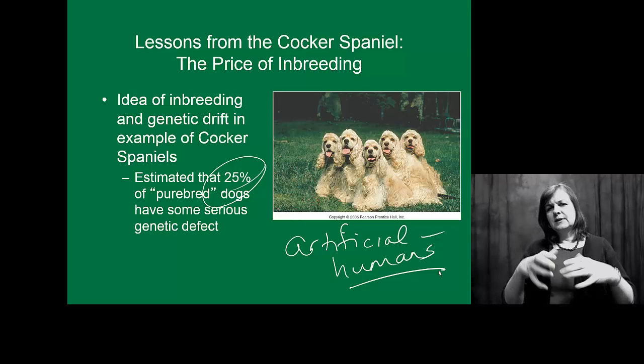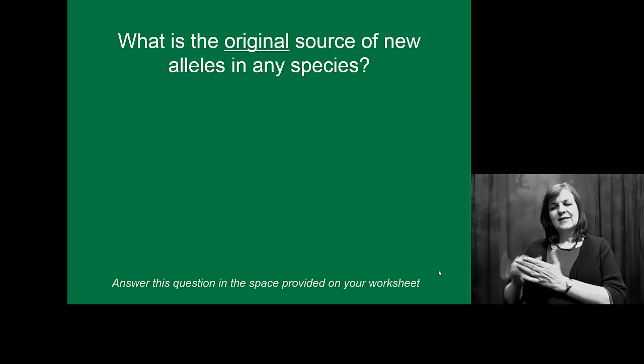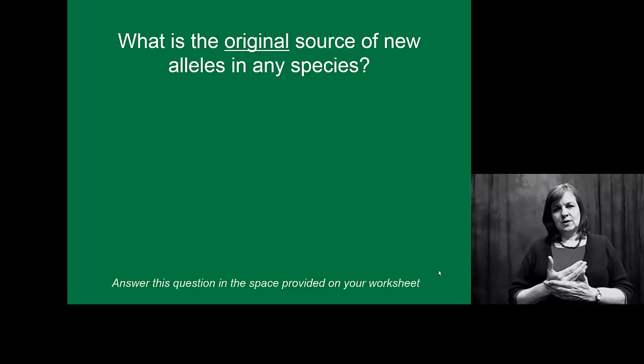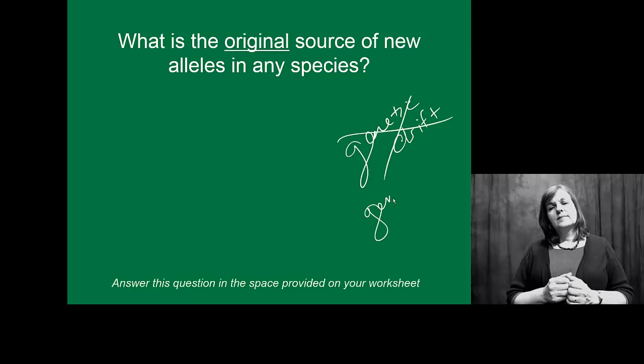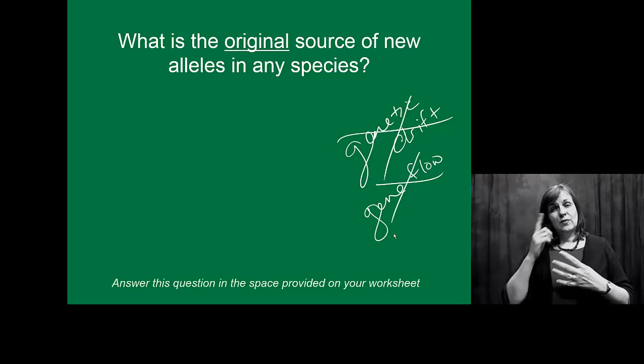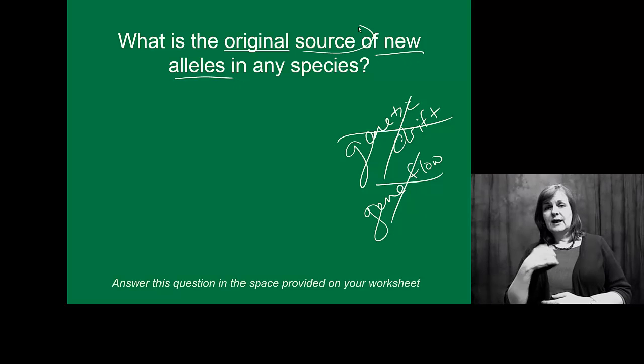breeds, agriculture, whatever. So what we need to take a minute and think about is, if we are looking at variation of population, what is the original source of any new allele in a population or in a species? I don't want to think about genetic drift. I'm not interested in gene flow. That all occurs after we have a new source of allele. So what is that new source?